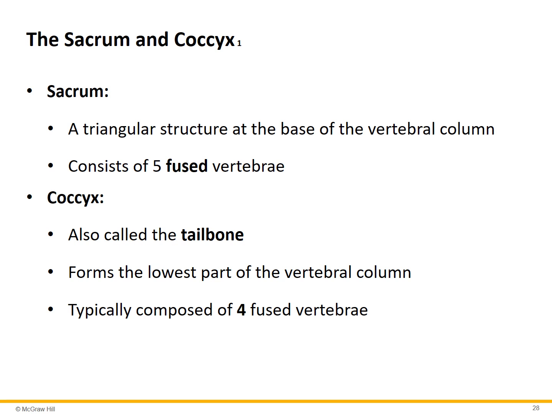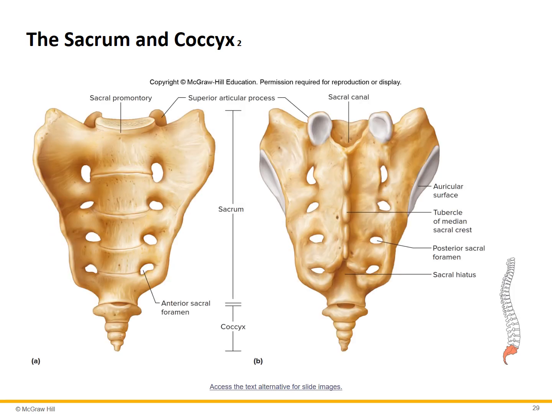Right, so we'll look at the sacrum. This is a triangular shaped bone that consists of 5 incompletely formed fused vertebrae. The coccyx, also called the tailbone, this is the lowest part of the vertebral column. Typically it consists of 4 fused vertebrae. The average range is 3 to 5. Okay, this is just showing the sacrum and coccyx.